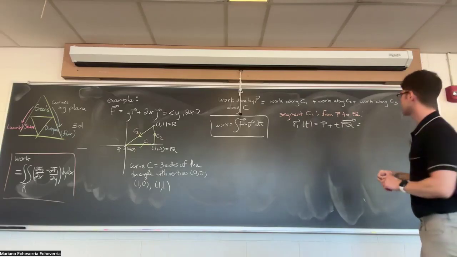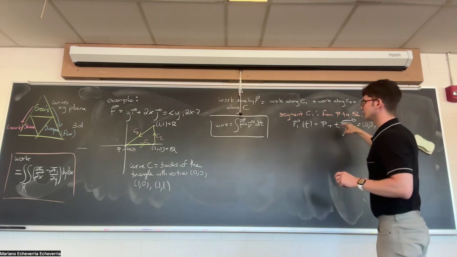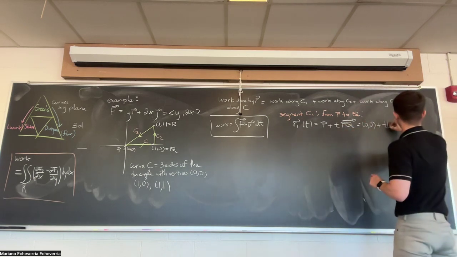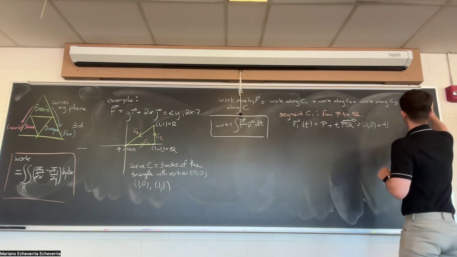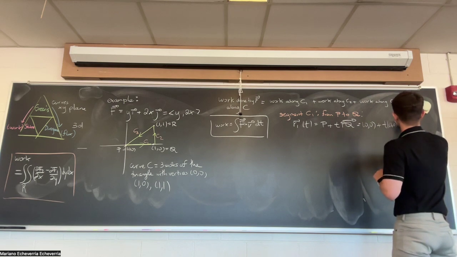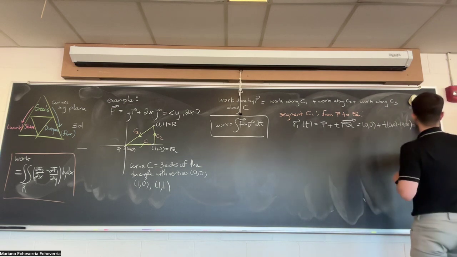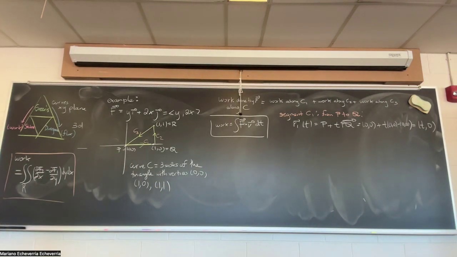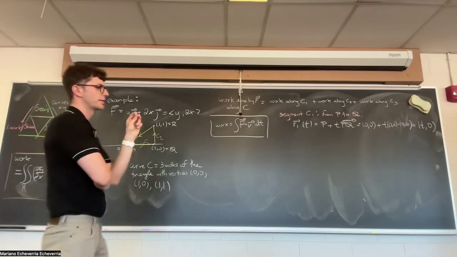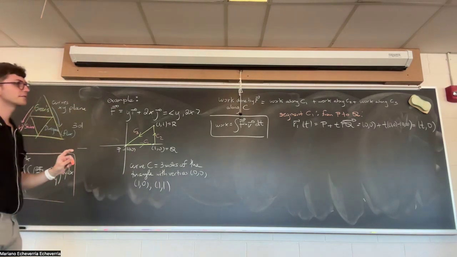The initial point is 0, 0. And the vector PQ is Q minus P, right? Let me put it in: Q is 1, 0 and P is 0, 0. So this just gives you the vector t comma 0. That's a parameterization of that line segment. Is that making sense? Okay, so that is the first parameterization.